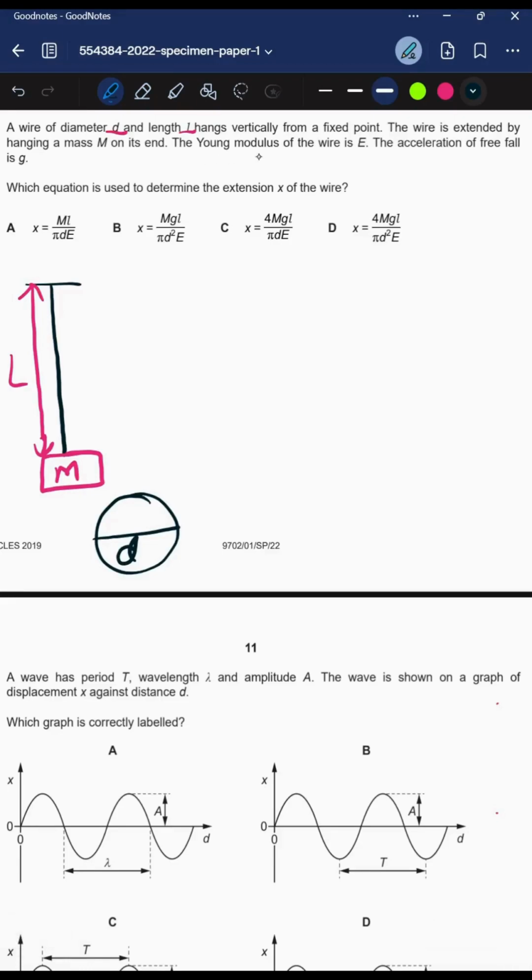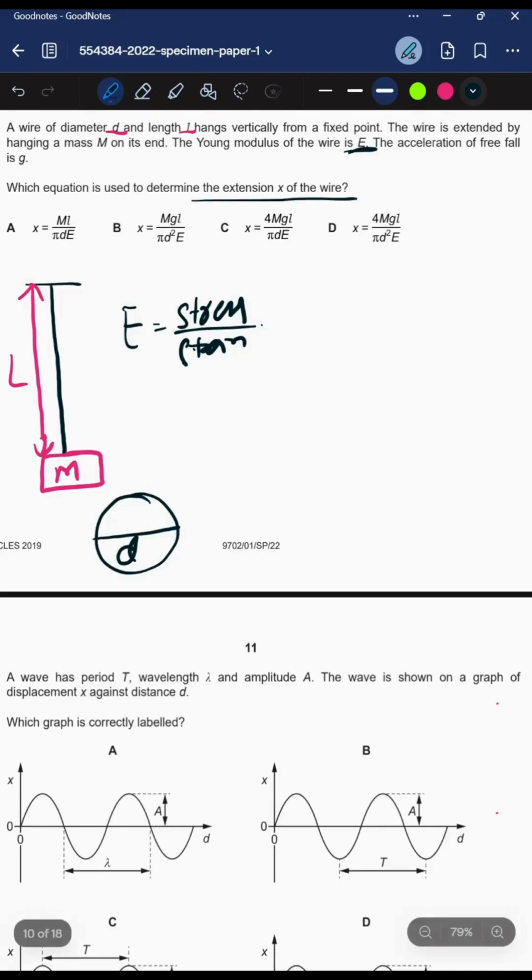Now the Young modulus of the wire is E, and you must know that the Young modulus is equal to stress over strain. The Young modulus of any material is stress over strain. The question is: which equation is used to determine the extension x of the wire? So we need to determine the extension x. It's primarily a derivation problem. You need to derive the formula for the extension.